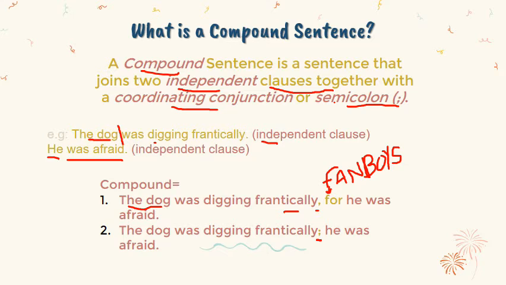The dog was digging frantically, semicolon. He was afraid. So the semicolon takes the role of the comma and the fanboy. Okay, the word for, the coordinating conjunction for. I can replace these two by a semicolon. So here I have an idea. The dog was digging frantically, and this is he was afraid. This is another idea. So this is how I make a compound sentence.